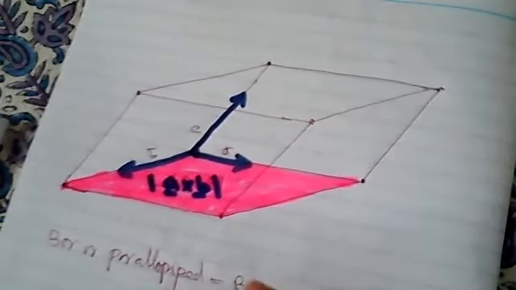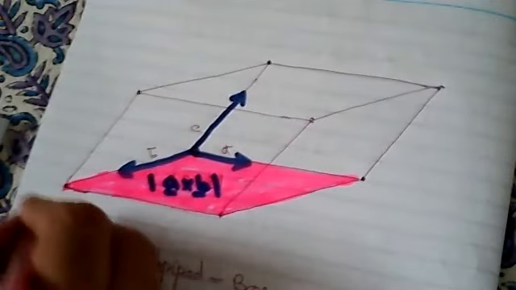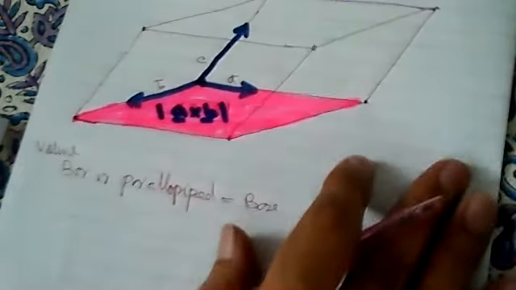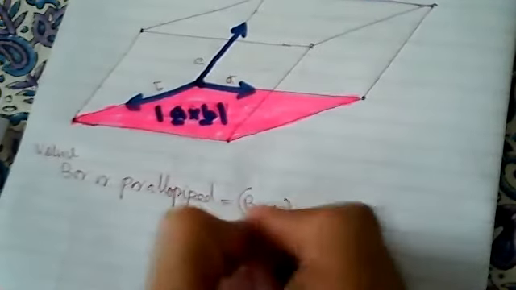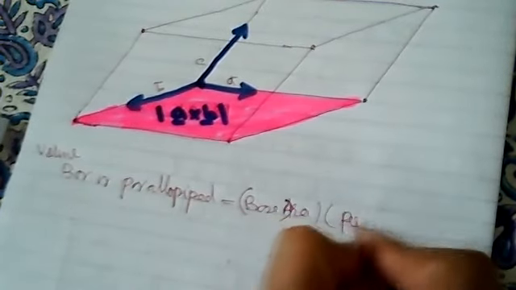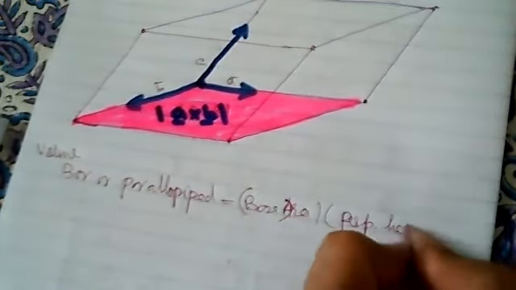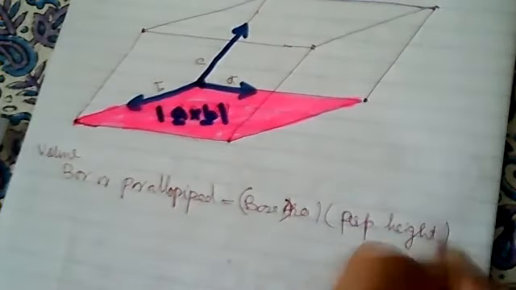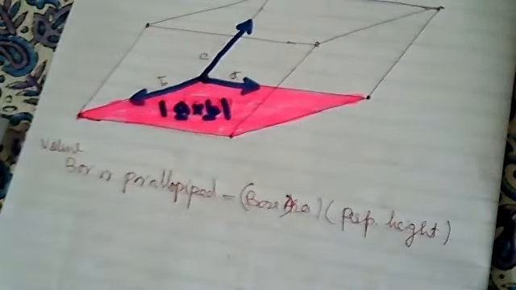If you are interested in finding the volume of this box or parallelepiped, the formula is the basic formula: base area into perpendicular height. So this is the formula for the parallelepiped.